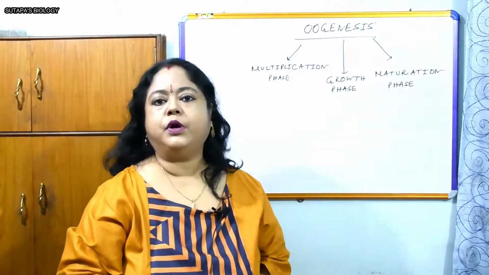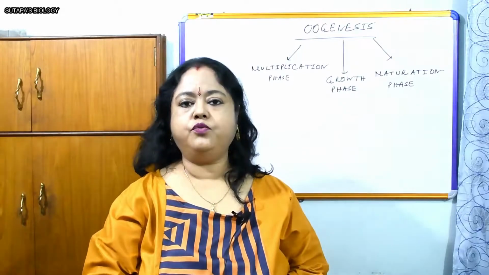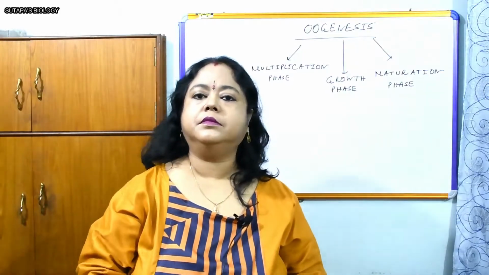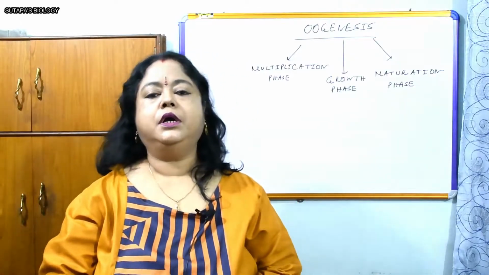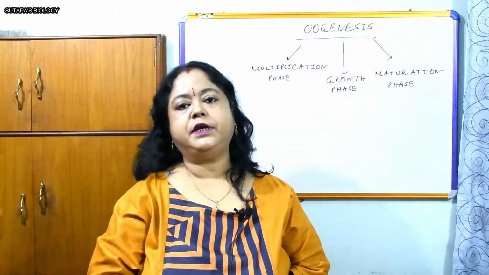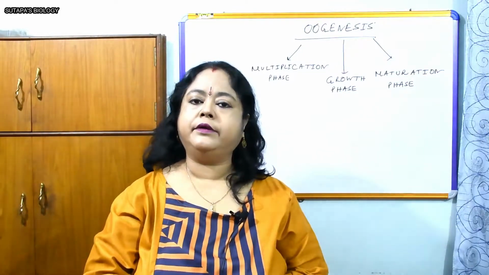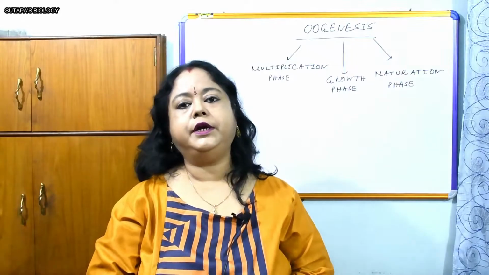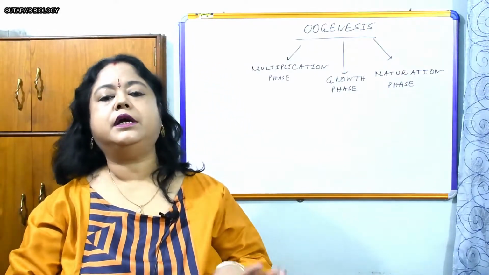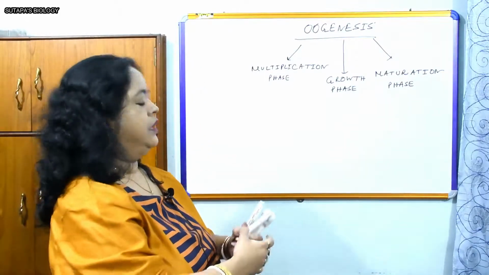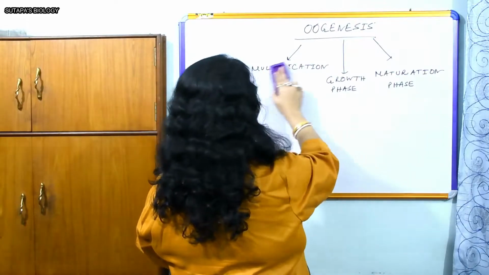Here the oogenesis starts from a germinal epithelium of the ovary. In my female reproductive system video, I told you that in the germinal epithelium the cells are there which form the follicular cells or bird egg nest, and then it will gradually form the primary oocyte, secondary oocyte, and ultimately the final one. So now I am giving the diagram of this oogenesis.